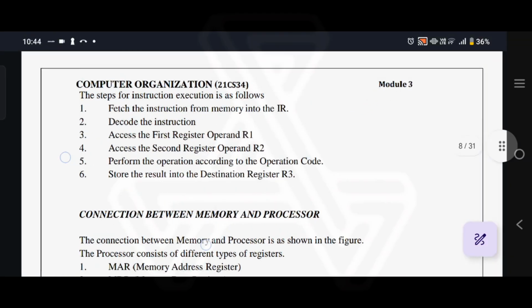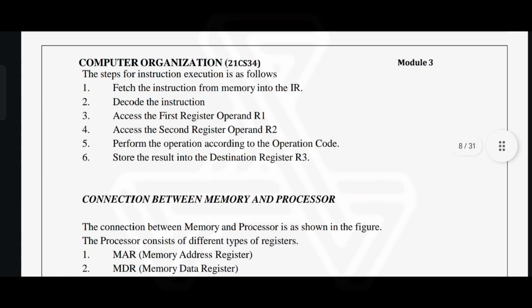Computer organization, the steps for instruction execution are as follows. Fetch the instruction from memory into IR. Decode the instruction. Access the first register operand R1. Access the second register operand R2. Perform the operation according to the operation code. Store the result into destination register R3.